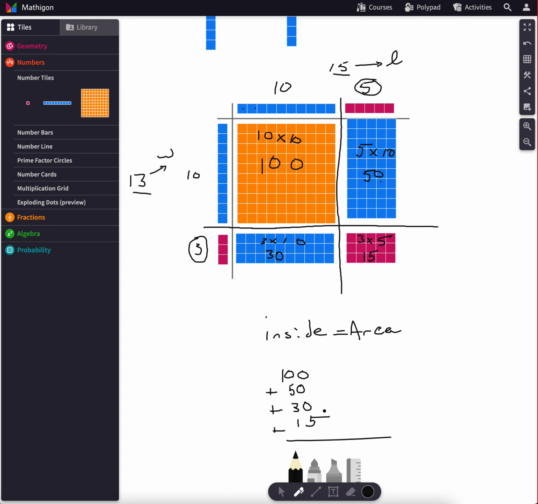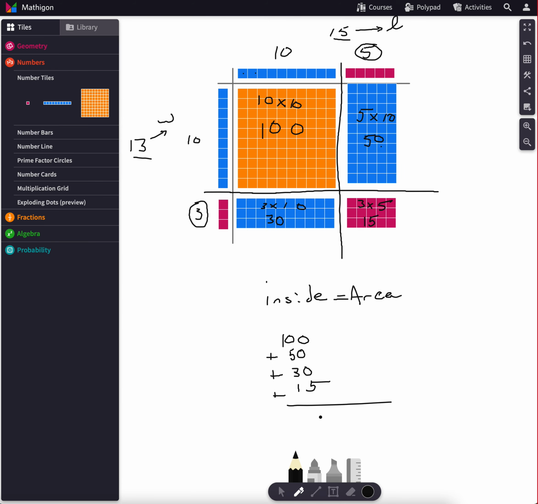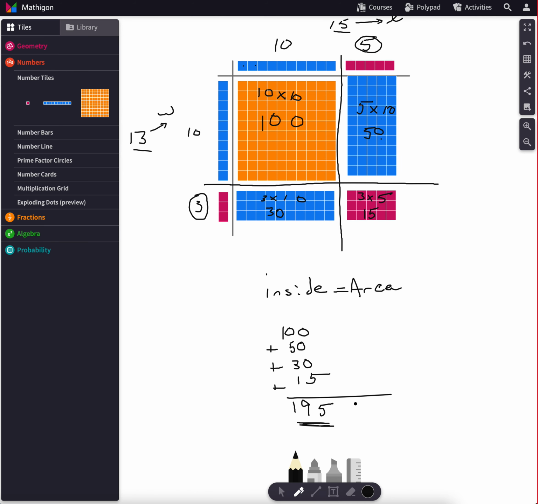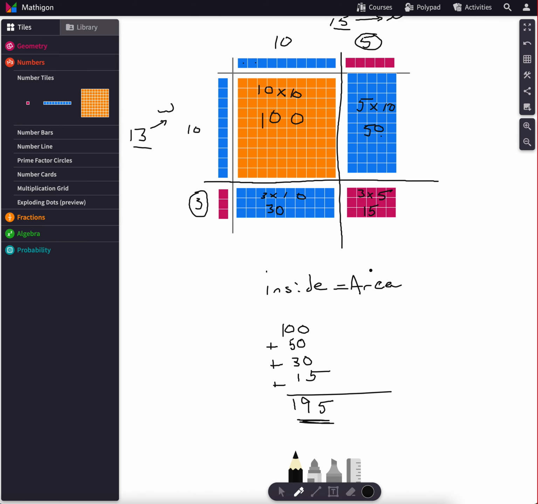So the answer should be, when I add this up, 0 plus 5 should be 5. 5 plus 3 plus 1 should be 9. And the 1, 0, 0 should be 195. Okay? Does anybody have any questions? 195 is how many squares you see here when I add these all up. Okay?